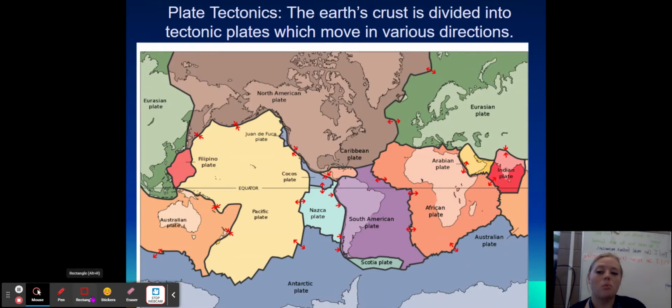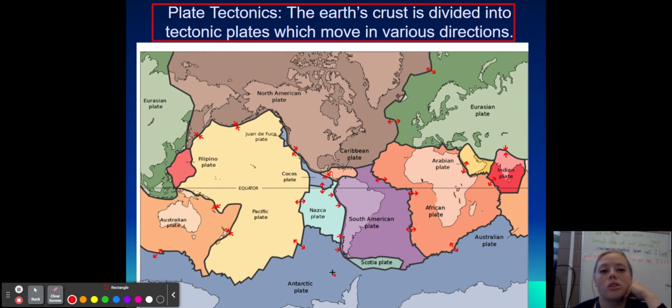All right, so plate tectonics. This is a definition that you're going to need to know. Plate tectonics refers to the Earth's crust being divided into tectonic plates, which move in various directions.